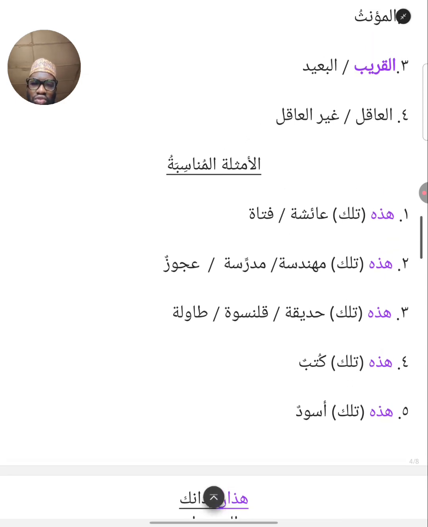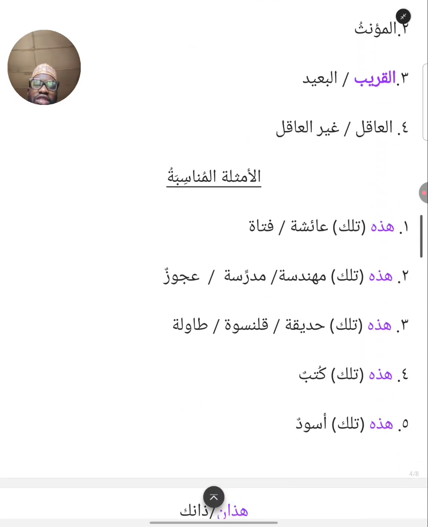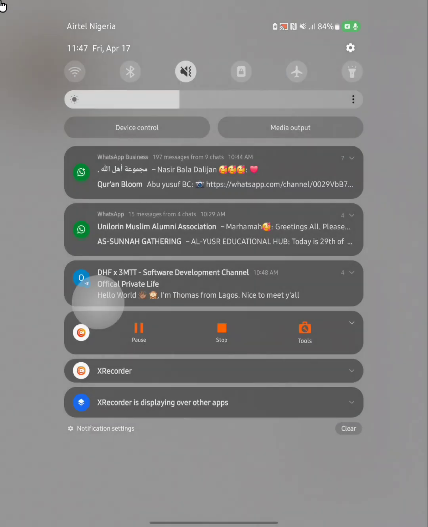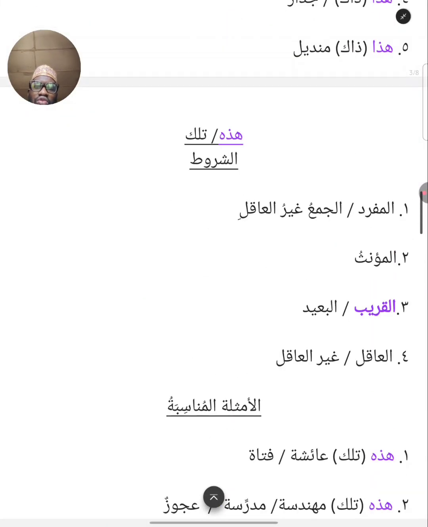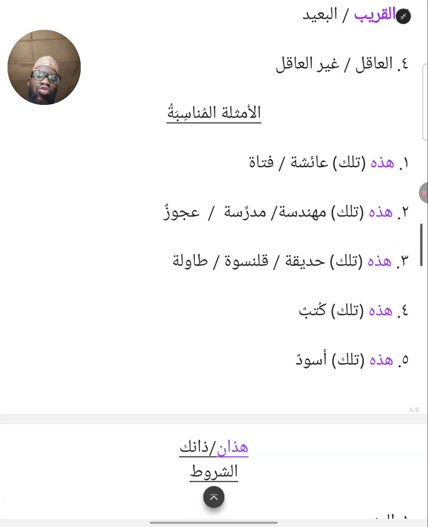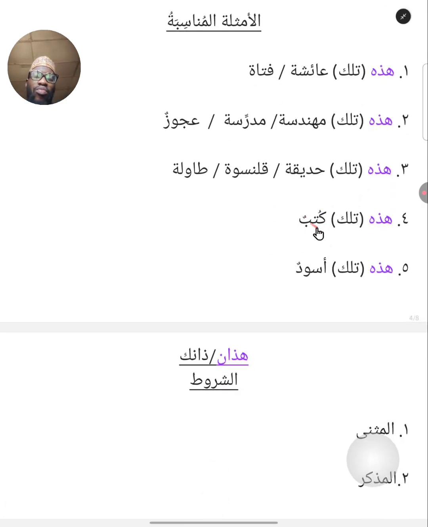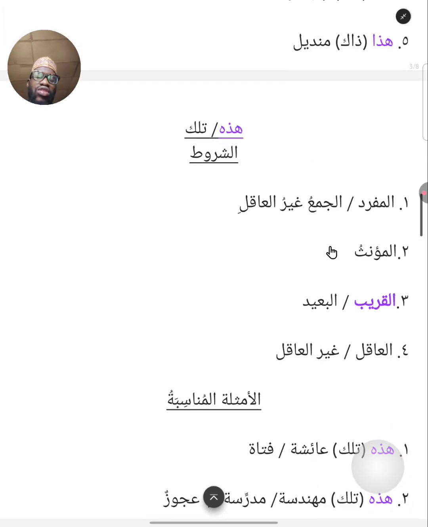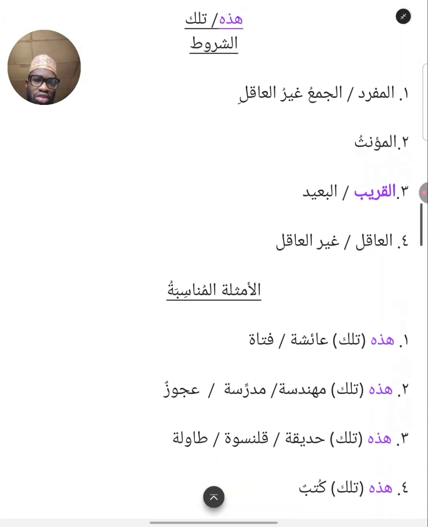So one thing I want us to pay attention to here is that comparing this kutub to these conditions, you will notice that kutub is not mufrad. So that is why I give an option here that it is either mufrad or al-jam'u ghayrul aqil. For jam'u, that is not rational. So kutub is plural, but at the same time it is not rational, like muhandisatu, aishatu, hadiqatu. So it is correct to say hadhihi kutubun. So that's the first condition actually.